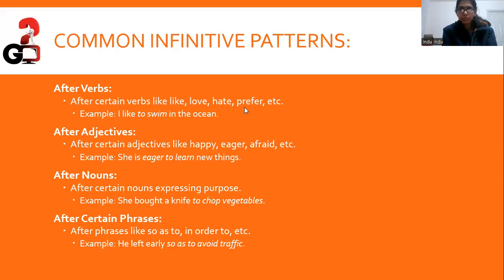Now we have certain common infinitive patterns. So after certain verbs like love, hate, prefer, etc. For example, I like to swim in the ocean. So here I like to swim. To swim is here the infinitive. I like to swim in the ocean.